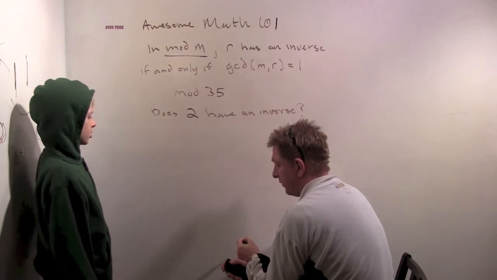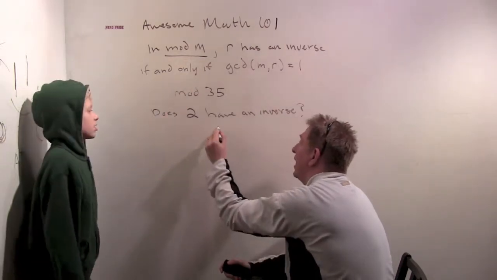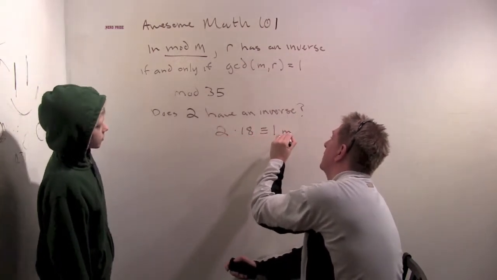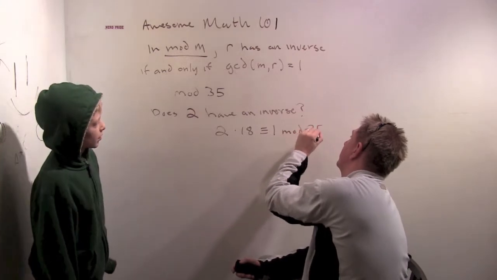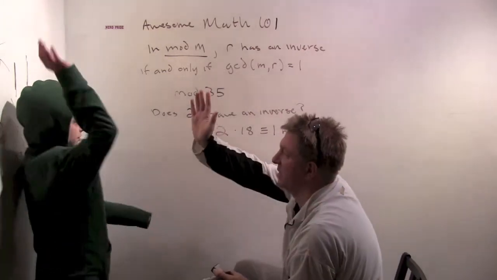It should be 18, because 18 times 2 is 36. Aha, 2 times 18 is congruent to 1 mod 35. Okay, very good. High five.